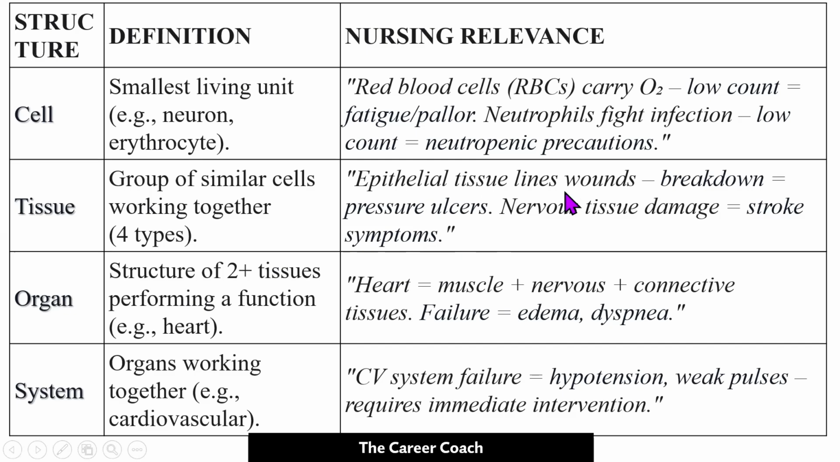Epithelial tissues help to line wounds. If there is a breakdown, it will result in pressure ulcers. Nervous tissue damage can lead to stroke or stroke symptoms.